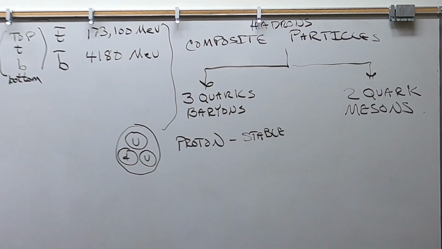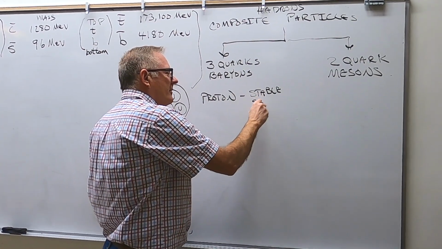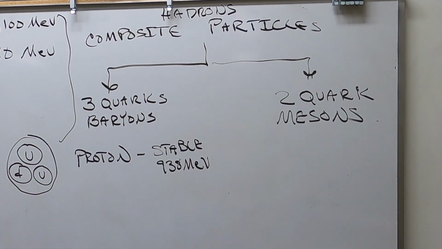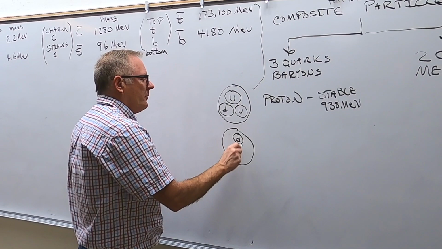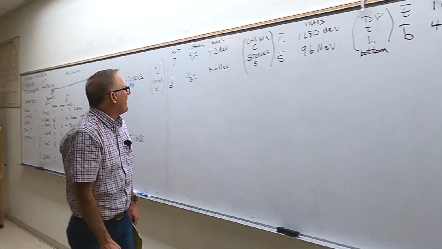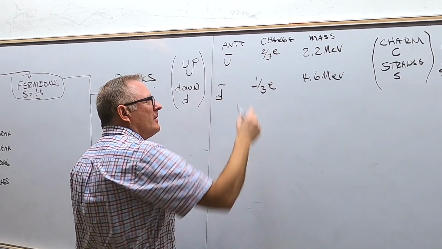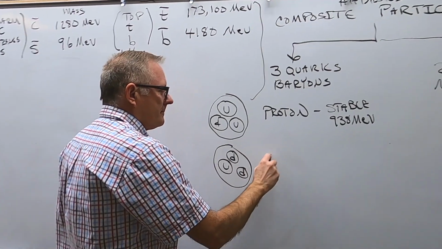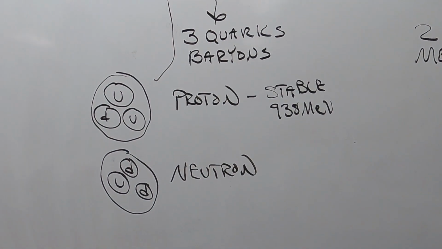And if you look at the mass, we already got the mass. I think we wrote it down before. It was 938 MeV. We did that on some of the problems. Okay, well, what if we had 2 downs and an up? Now, 2 downs gives you minus 2/3 plus positive 2/3. That's 0. This has 0 charge. This is the neutron.